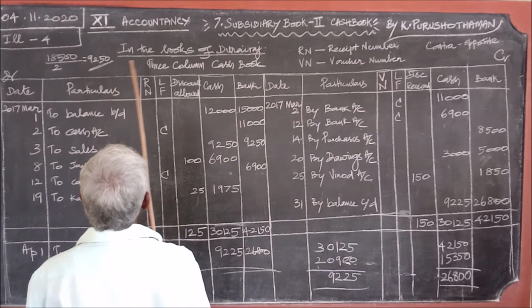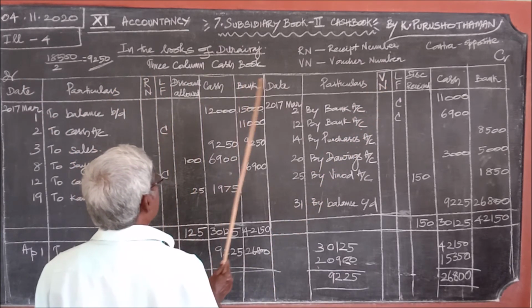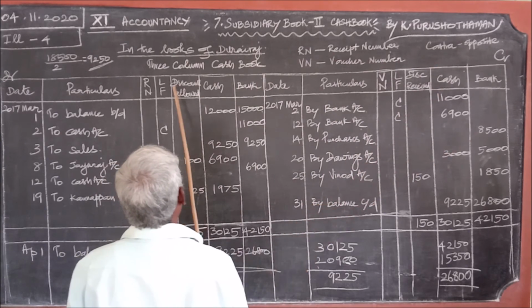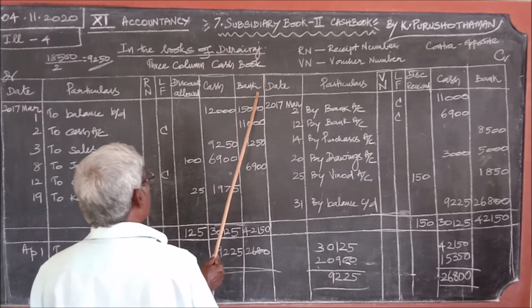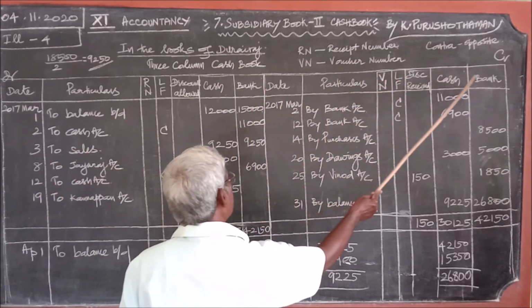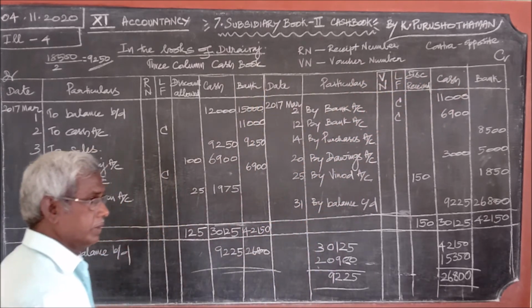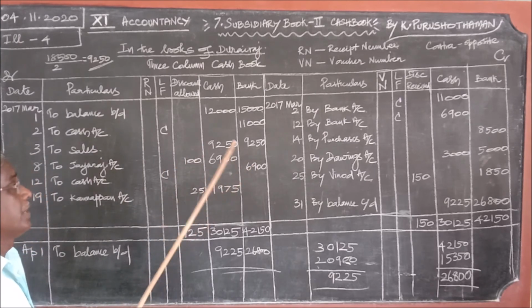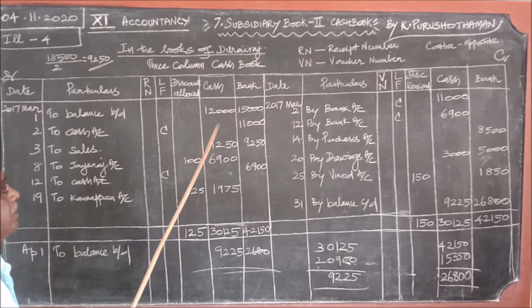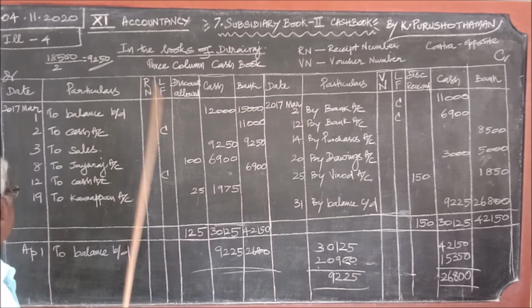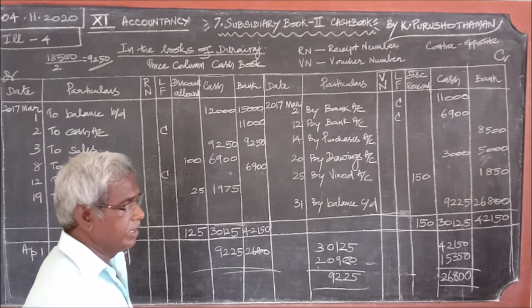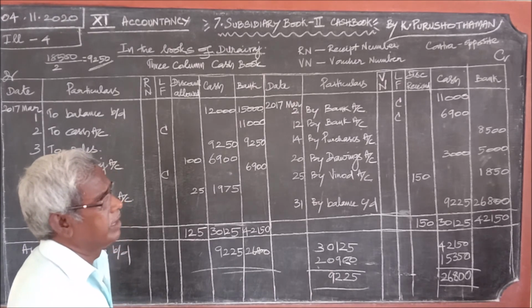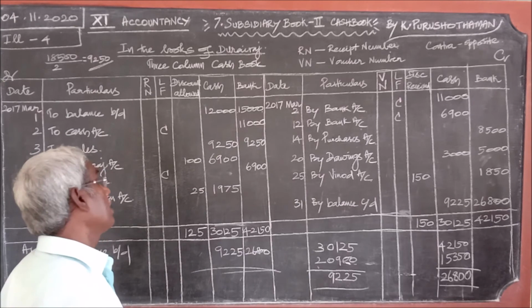So 1, 2, 3, 4. And the other 3 columns are the same here. One column for discount, another column for cash, the third column will be for bank. The same thing for the credit side also. So there are 7 columns on the debit side, and 7 columns on the credit side. See, what is the difference between the single column, double column and the 3 column cash book? There are some differences.